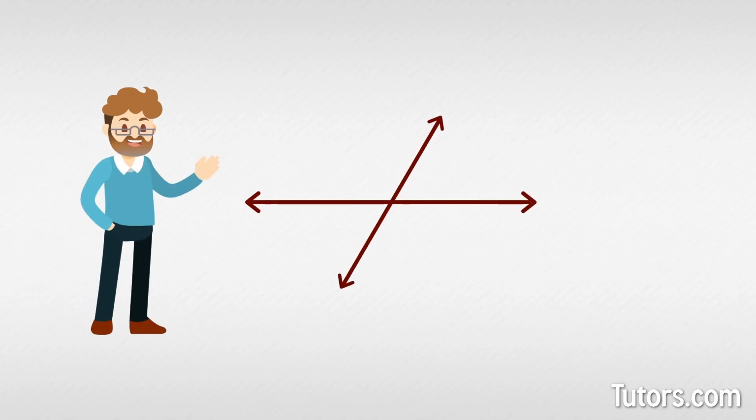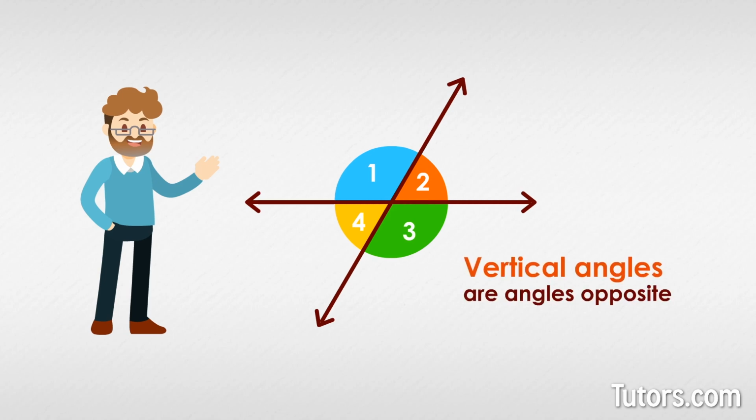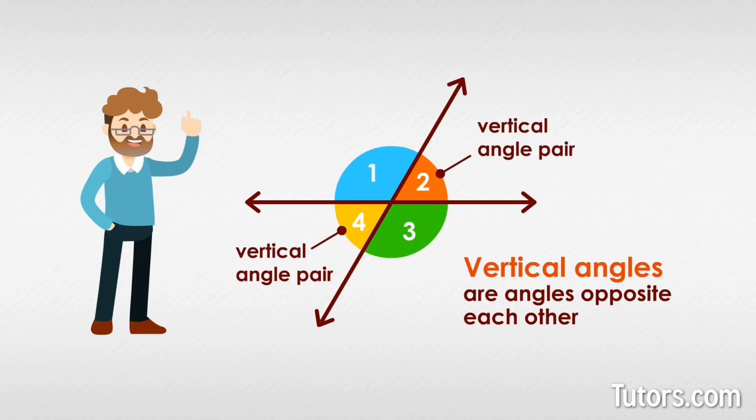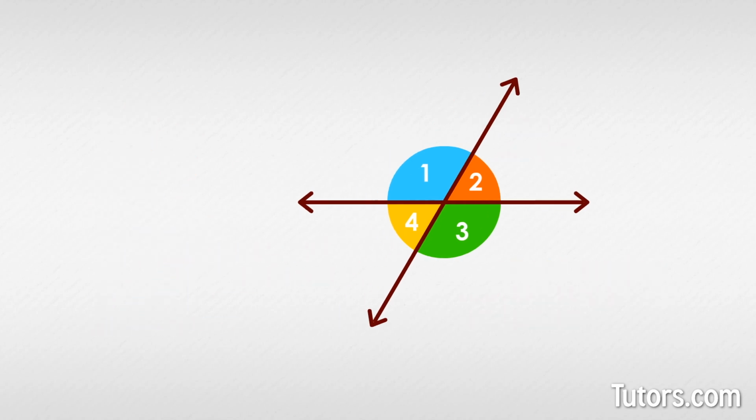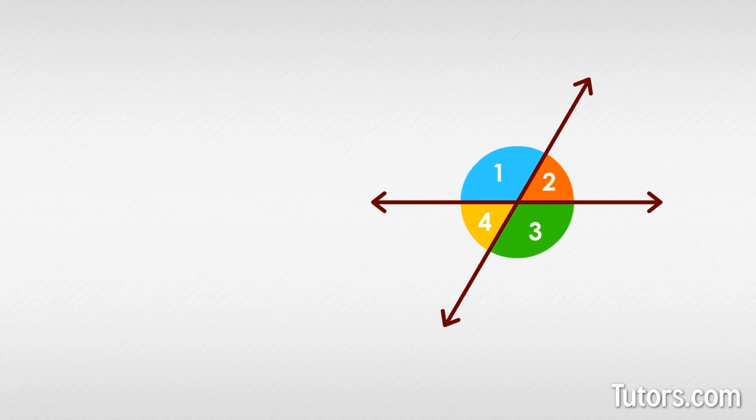When two lines intersect in geometry, they form four angles. Vertical angles are angles opposite each other. Any two intersecting lines form two pairs of vertical angles like you see here. A quick look at this drawing brings up several questions.